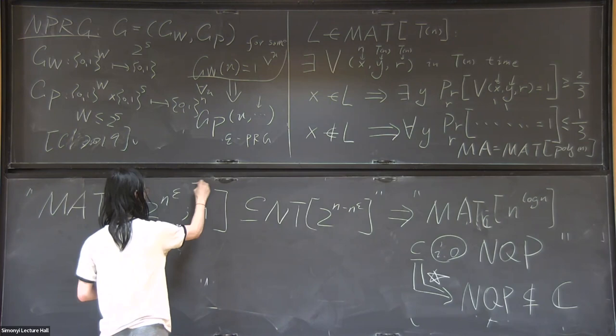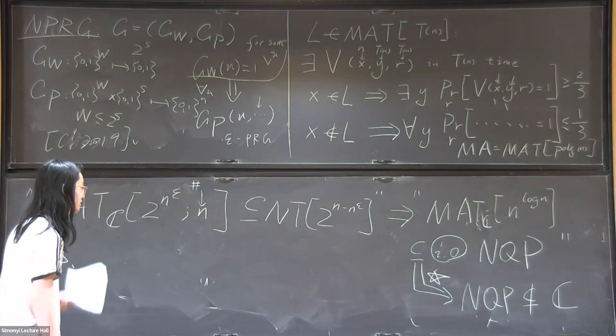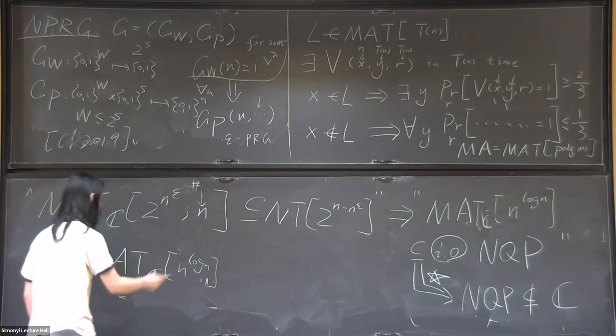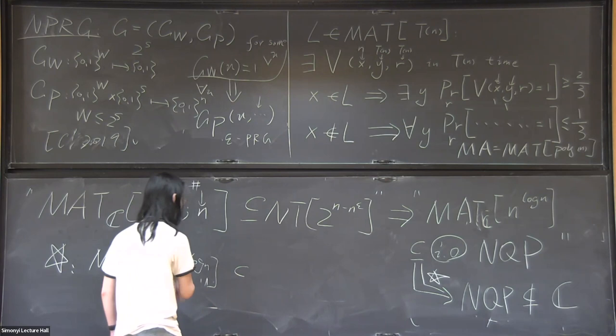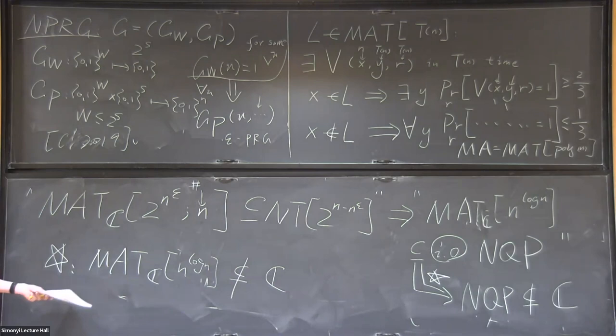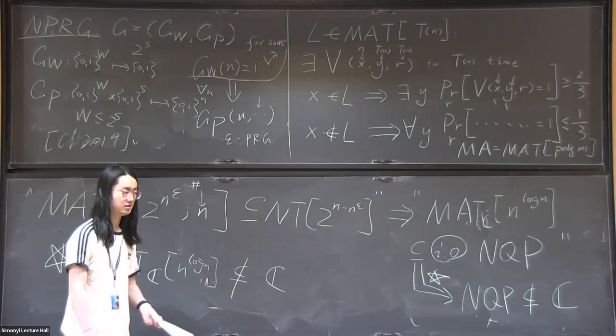Actually the star works for a very simple reason. You can unconditionally prove that MA with a C verifier in log N time, actually with some advice, but let's forget about the advice, it should be one bit, or maybe log n, never mind. So we can unconditionally prove that the Merlin-Arthur proof system with a C verifier has no polynomial size C circuits. So you can prove this unconditionally.